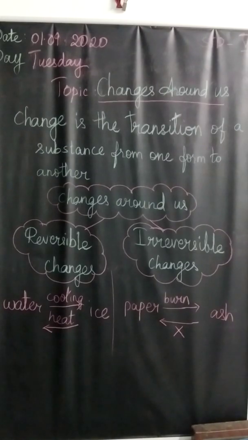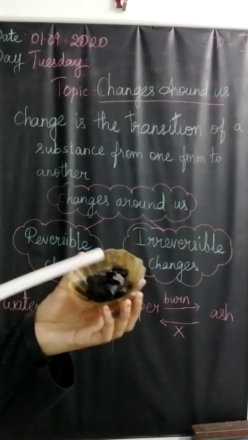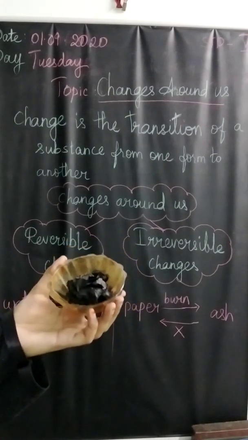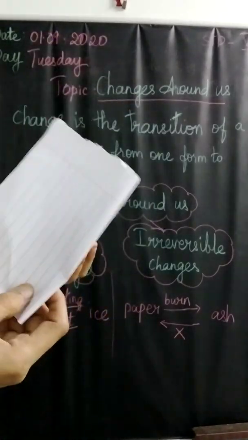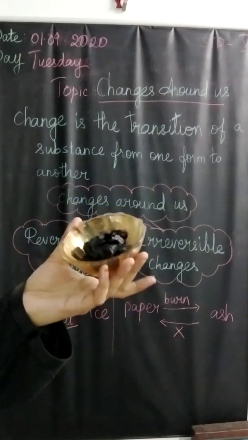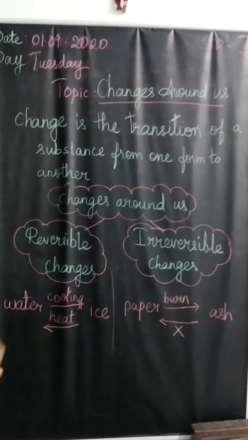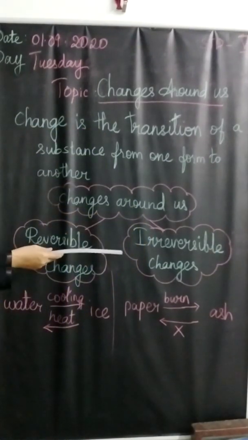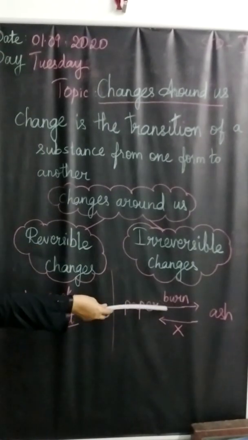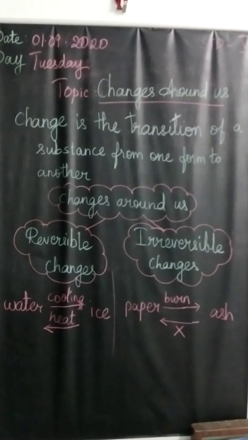Here we can see this is ash. This ash I got by burning a piece of paper. So when this paper is burned, I got this ash. I cannot get this paper from this ash. So this kind of change is called irreversible change, where paper on burning becomes ash. Ash cannot reverse into paper. So we will see the difference between these changes.